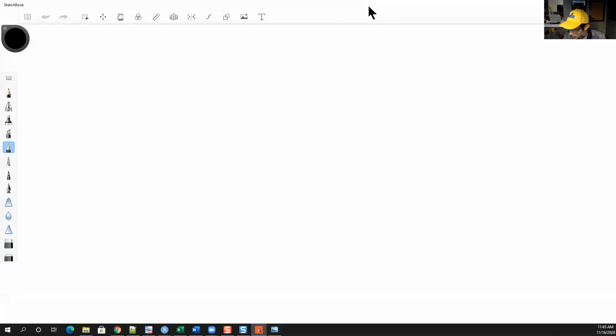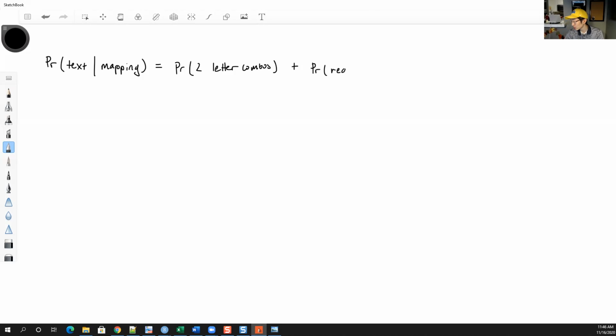Okay, so what we're going to do next: looking at the two-letter combos is not going to get us all the way to the finish line. So when we evaluate the probability of the text given a mapping, this is going to be equal to the probability of our two-letter combos. And then, to get us to the finish line, we also need the probability of real English words.